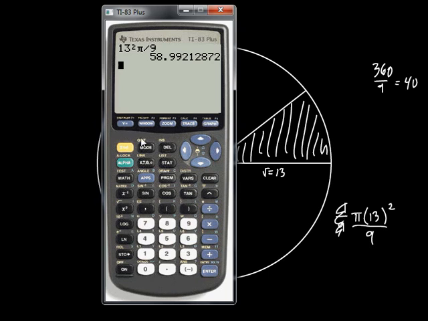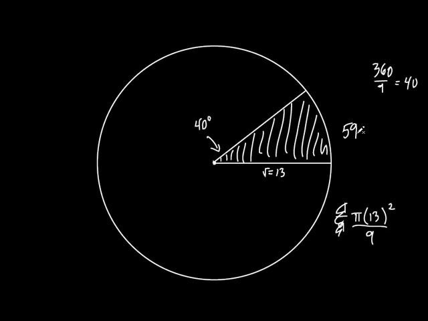Yep, because they said 59 inches. We'll round that to 59. So 59 inches. This is 23. It's inches squared, by the way, because it is area. That's all there is to it. Wasn't that big of a deal, was it? Pretty easy.